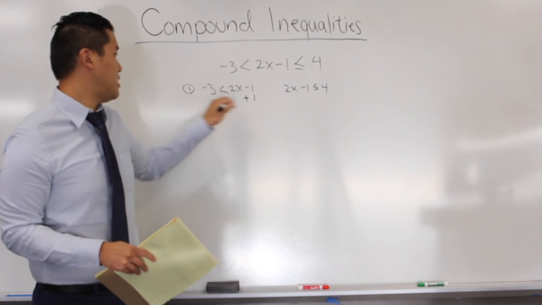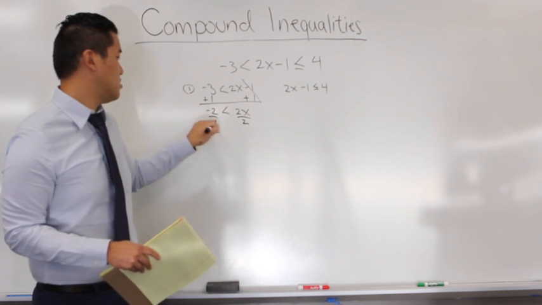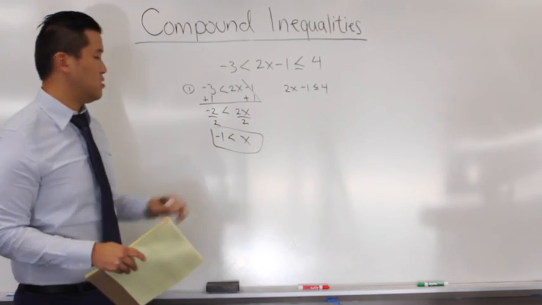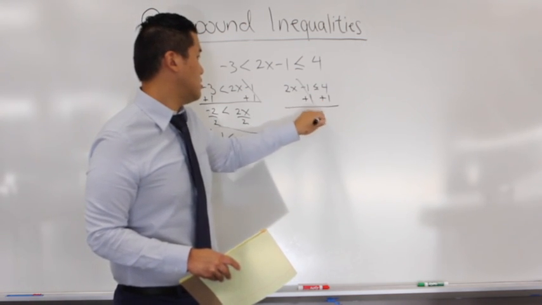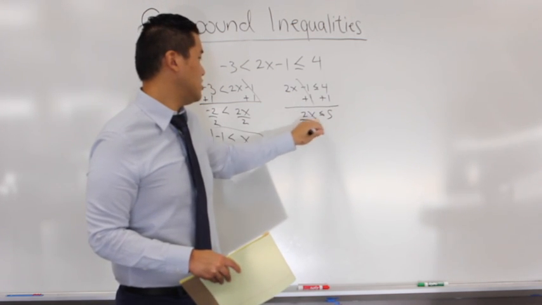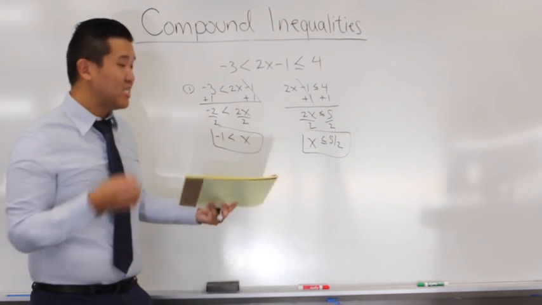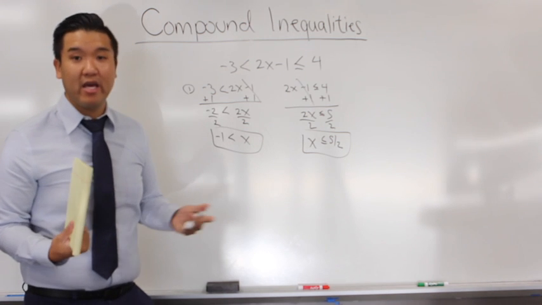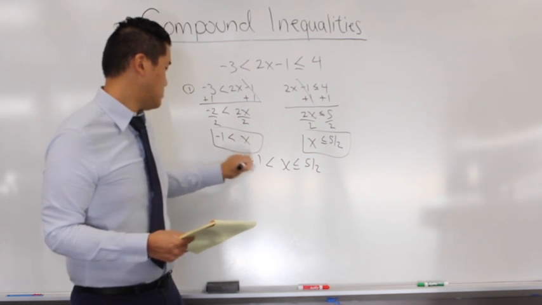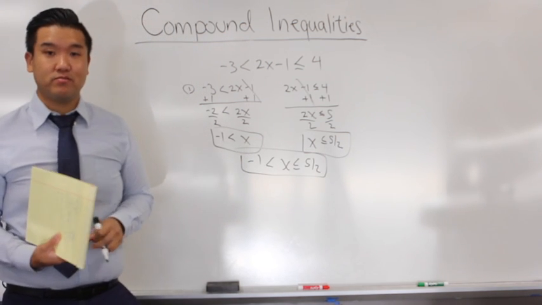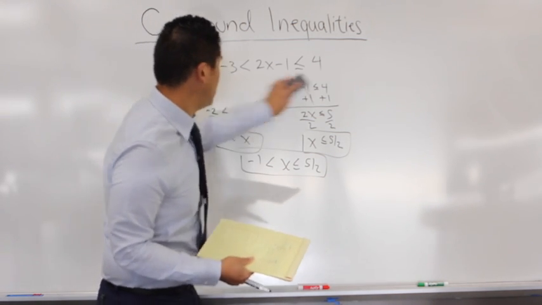Solve them individually. So add 1, divide by 2. There's one answer. And the same thing here. So you add 1, divide by 2. So you have 2 answers there. So x can be less than or equal to 5 halves, and x is greater than negative 1. So you can write it as, like that. That's your first option.